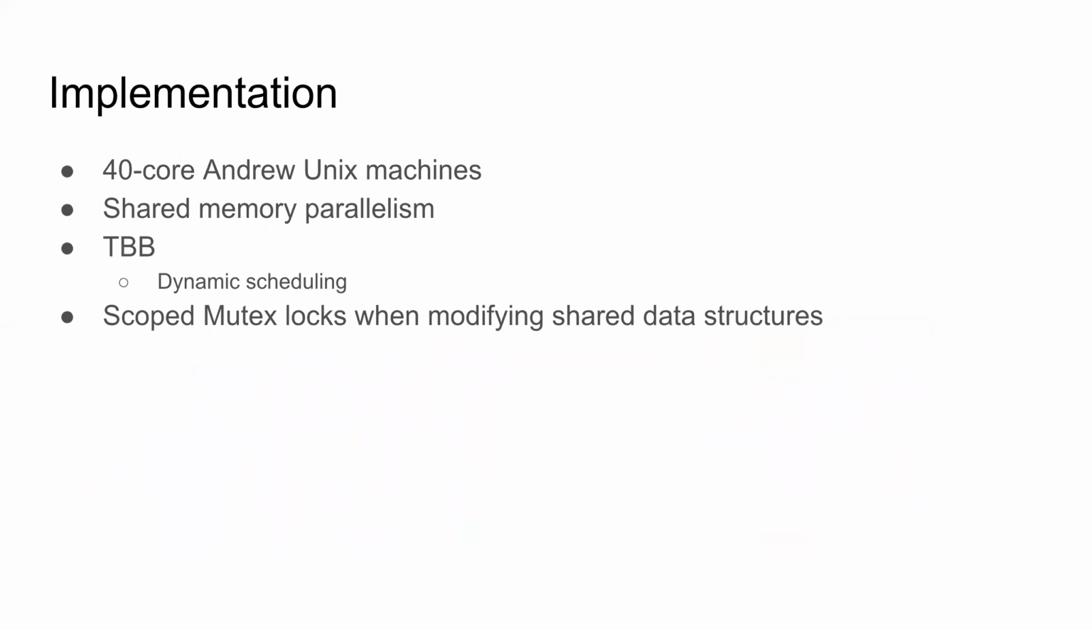We implemented this on the 40-core Andrew Unix machines using shared memory parallelism. We used these machines because we wanted to test on various core counts up to 32. The original code is written in C++ and uses thread building blocks, or TBB. TBB has a number of higher level parallel constructs, such as dynamic scheduling. So we mainly used the dynamic scheduling in order to operate on parallel for loops. We also used scoped mutex locks when modifying shared data structures.